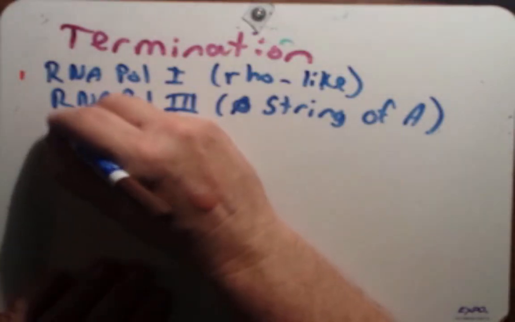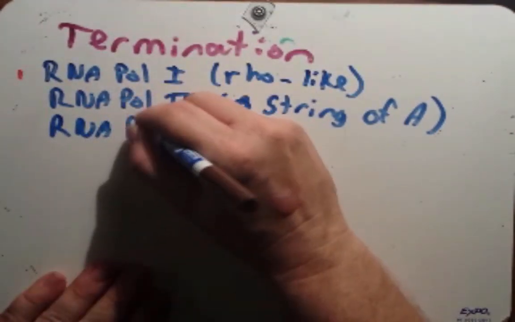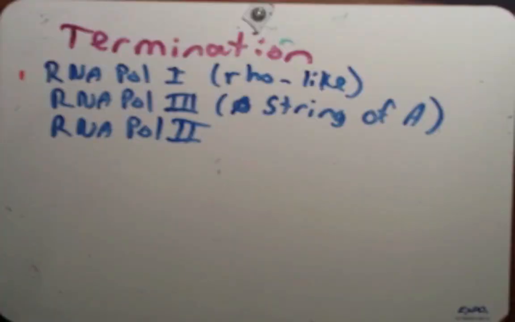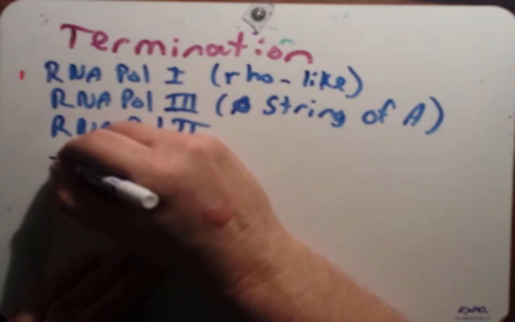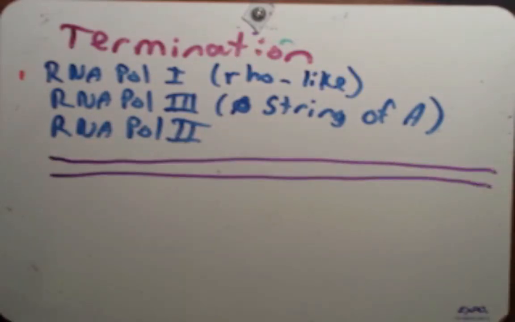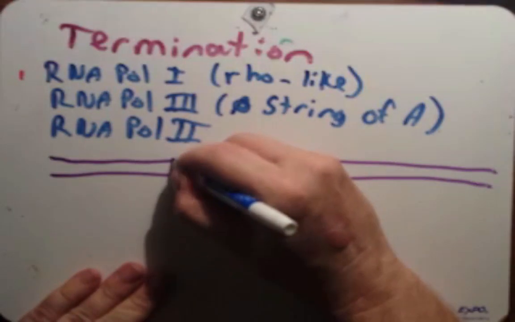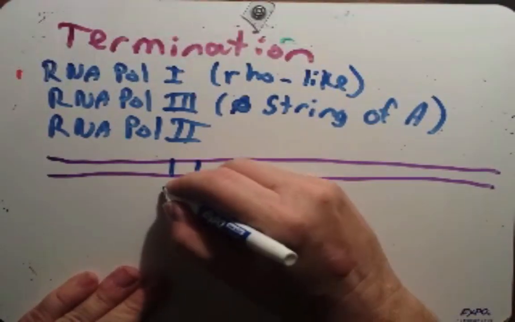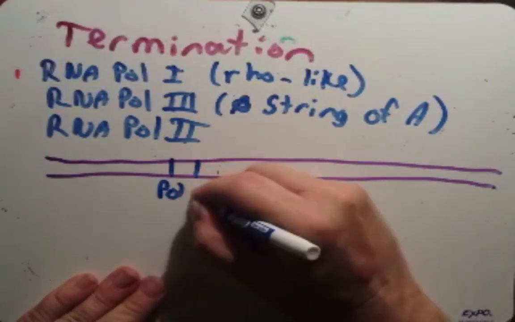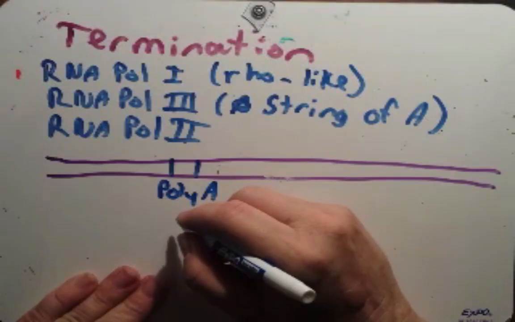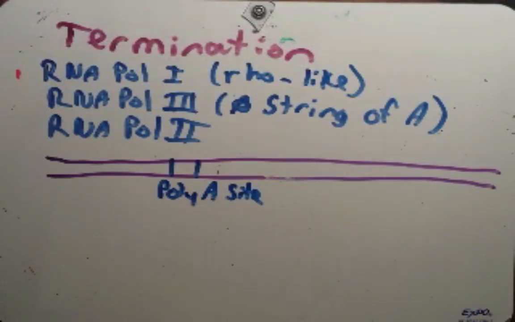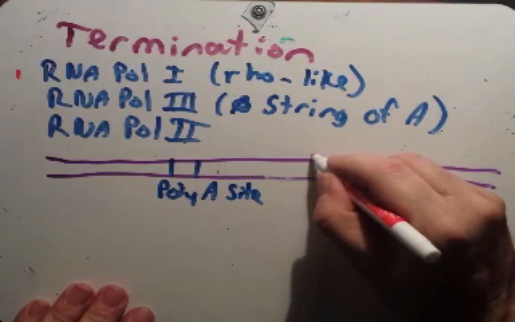Now this last one that we've been focusing on today is RNA polymerase 2. RNA polymerase 2 has to fall off, but just like we saw in bacteria, it doesn't know when to fall off. So let's draw our gene like so, and the gene codes for this area here. We haven't talked about it yet, but we will on the next podcast. That is a poly A site. So RNA polymerase has to make sure it gets past this before it falls off, and it does.